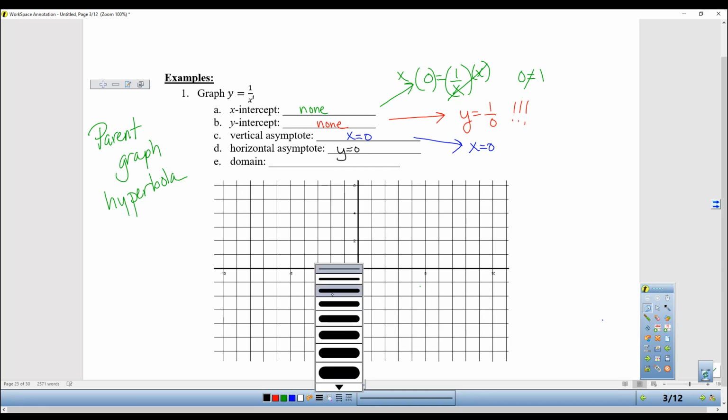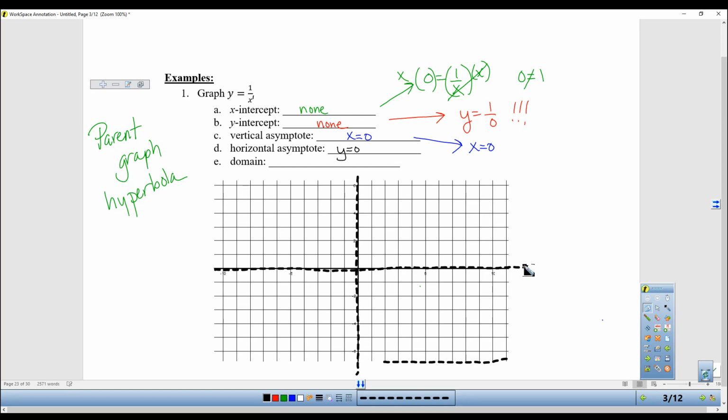So let's draw our asymptotes. Here is the line x is equal to 0. Here is the line y is equal to 0. Normally we have a couple intercepts that we can plot, but in this case we do not. So we're just going to have to do the last step, which is to make a table and plot some points. So I'm going to make this table.